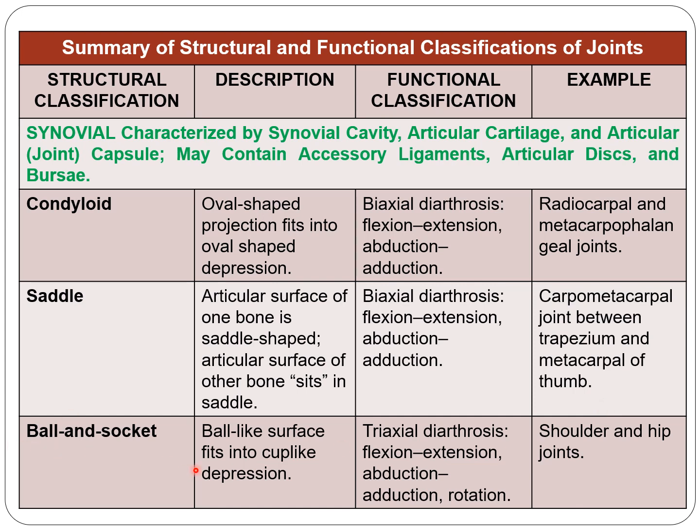The next is ball and socket joint. A ball-like surface fits into a cup-like depression, hence the name ball and socket. They are triaxial diarthrosis. They aid in flexion, extension, abduction, adduction and rotation. Examples of ball and socket joints are shoulder and hip joints.